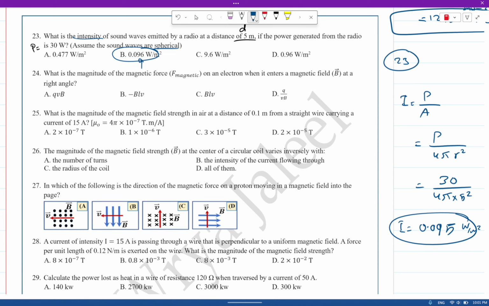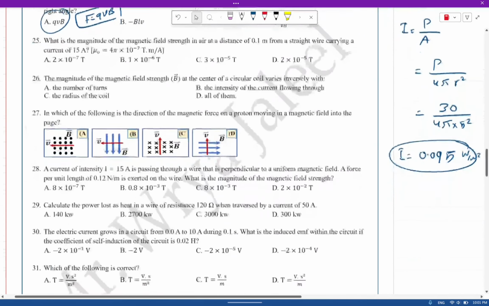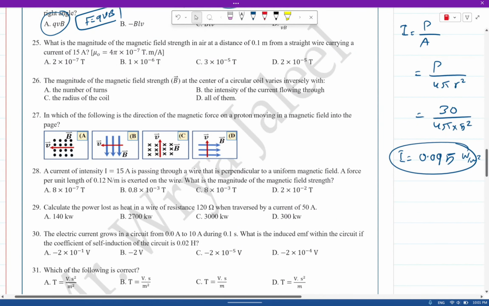Okay, so question 24 says, what is the magnitude of a magnetic force on an electron when it enters a magnetic field at a right angle? Remember, this one says the magnitude of a magnetic force. So do not choose, for example, this negative, because although this is an electron, it should be negative. No, the magnitude of the magnetic force is equal to QVB here, because we're only concerned with the magnitude, so that is going to be option A.